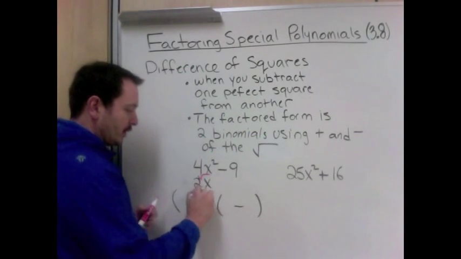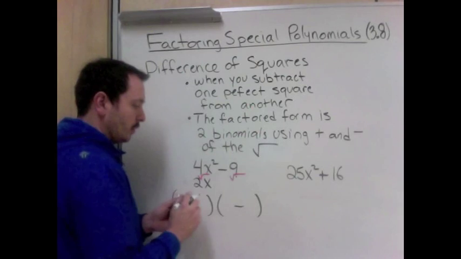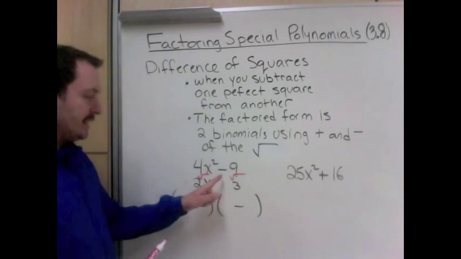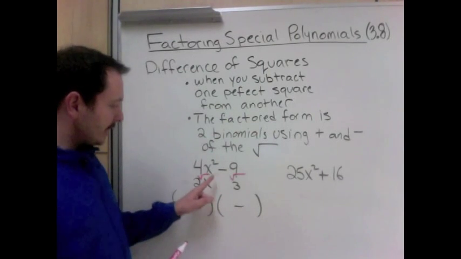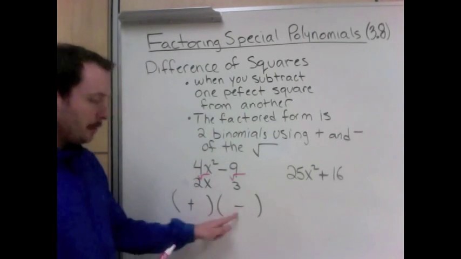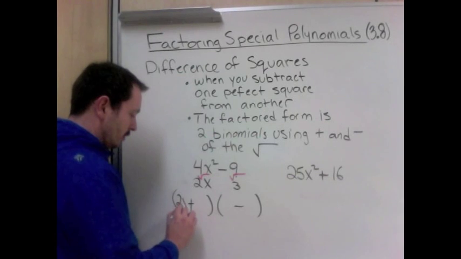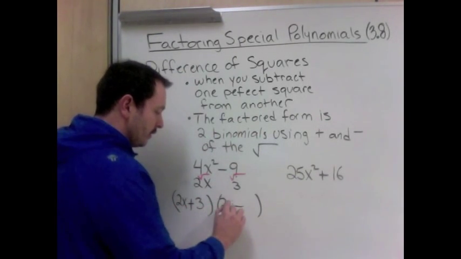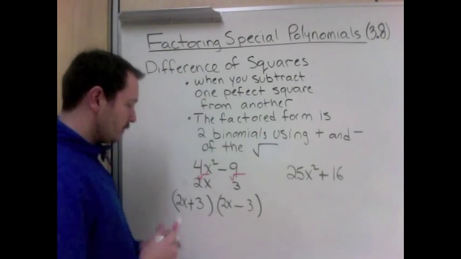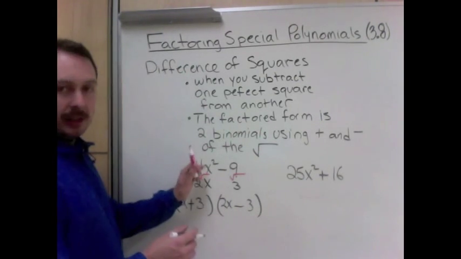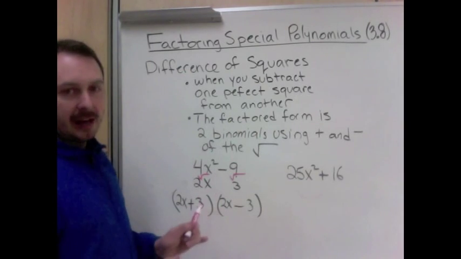So first, I can recognize this as a difference of squares because they're both nice square roots. Square root of 4x squared is 2x. Square root of 9 is 3. And it's a difference because it's subtracting. So my answer is simply 2x and 3, once with a plus, once with a minus. So 2x plus 3, 2x minus 3.